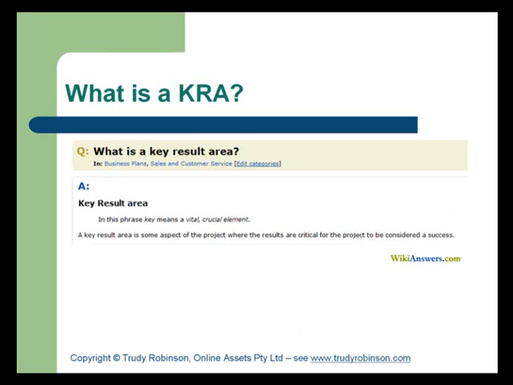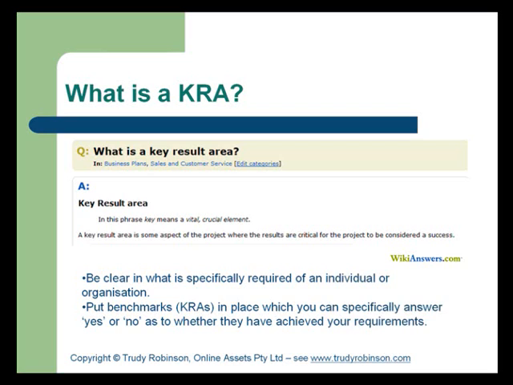Within a position description or a project, it's often necessary to clarify the key result area. A key result area is some aspect of the project where the results are critical in order for the project to be considered a success. So this is describing the general area that will be affected or analysed within the project, and a KPI or key performance indicator, or a number of them, may be listed to detail the exact steps or objectives that will be achieved in order for the KRA to be considered a success. Be clear in what is specifically required of each resource or individual or organisation.